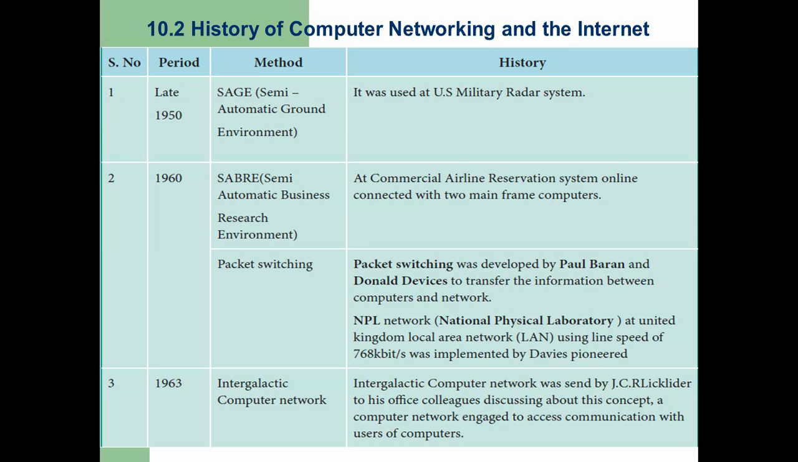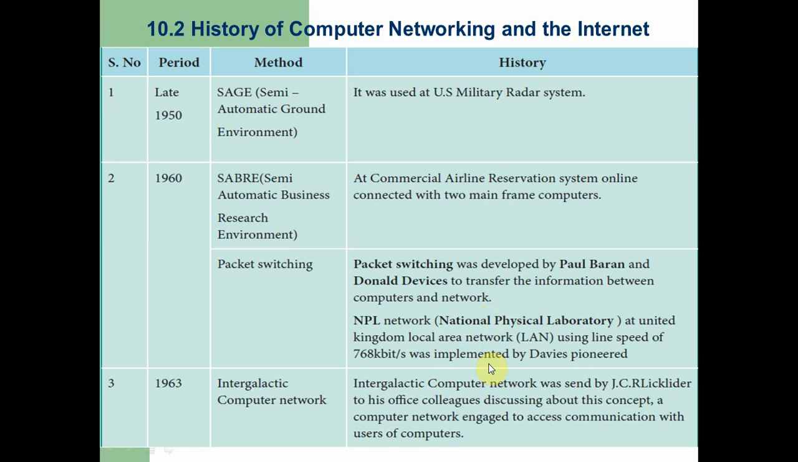After that, packet switching was also introduced in the 1960s. Packet switching was developed by Paul Baran and Donald Davies to transfer information between computers and networks. In the same decade, at the NPL, the National Physical Laboratory in the United Kingdom, a local area network, LAN, using a line speed of 768 kilobits was implemented, pioneered by Davies.